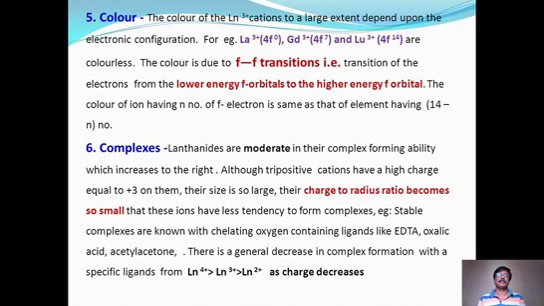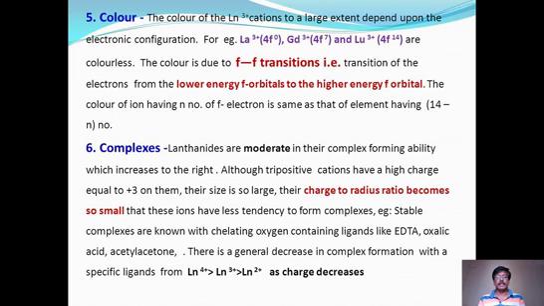The complex formation is very less when compared to 3d and 4d. Although these plus 3 ions have high charge, their size is also high. The charge to radius ratio becomes so small that these ions have less tendency to form complexes. Very less stable complexes are formed by lanthanides. The most useful ligands are EDTA, oxalic acid, and the like.